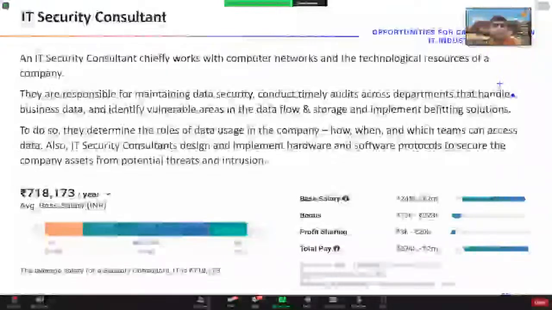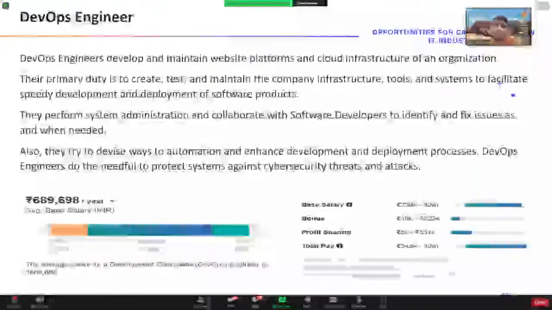Healthy salary, good growth, because security is never going to go out. With more and more software and applications coming in, the security needs are going to grow like anything. Okay. This is something which has started booming in India, which is the DevOps engineer. This role would grow like anything.